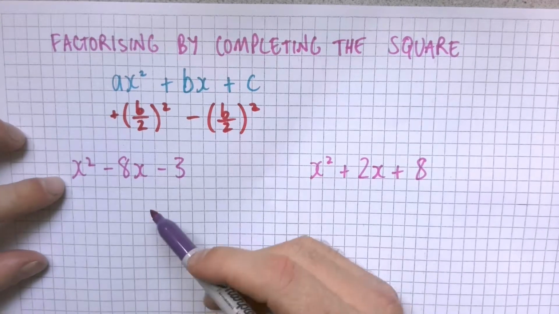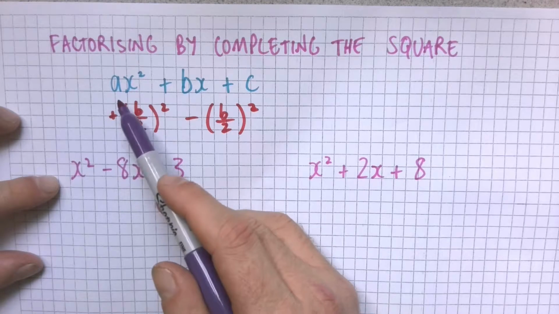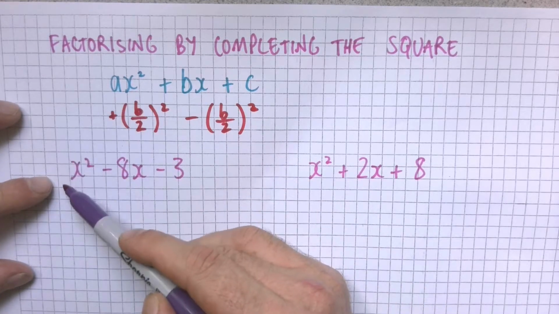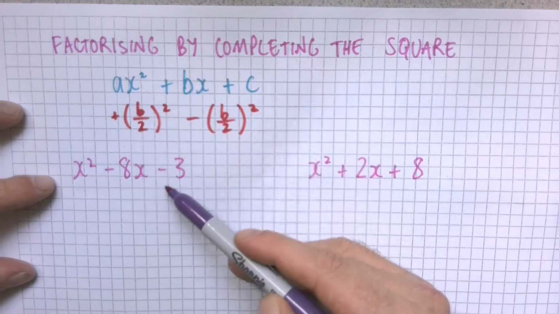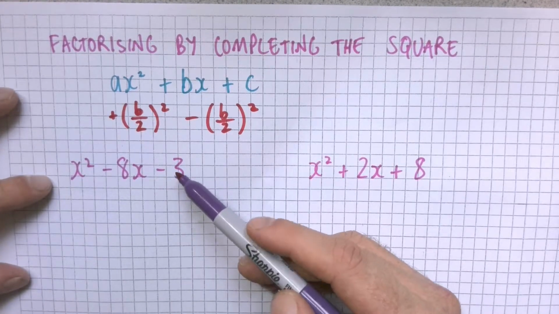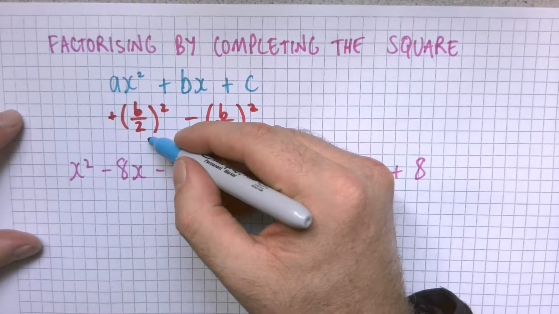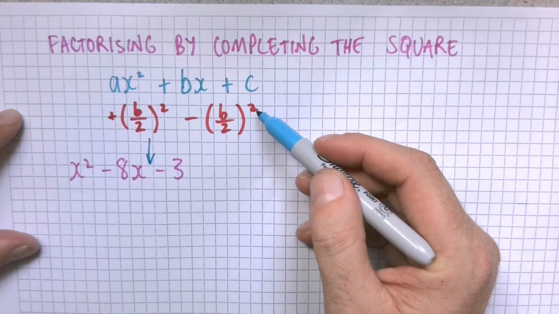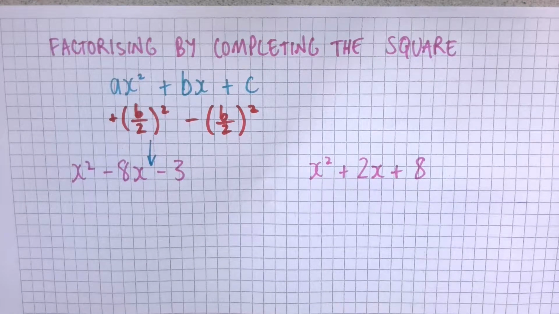So this first example, I have x squared take 8x take 3, in the form of ax squared plus bx plus c. The value of a is positive 1, the value of b is negative 8, and the value of c is negative 3. So what I need to do here is add, as I said, (b over 2) all squared, and also subtract (b over 2) all squared to balance it, just after this bx term but before the constant term here.